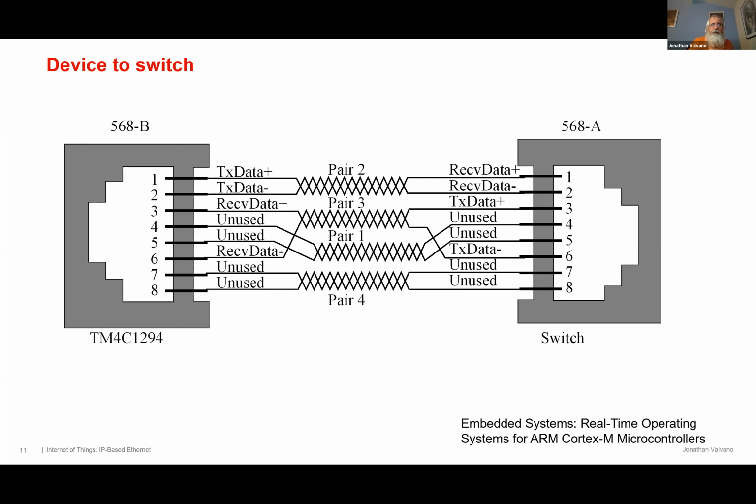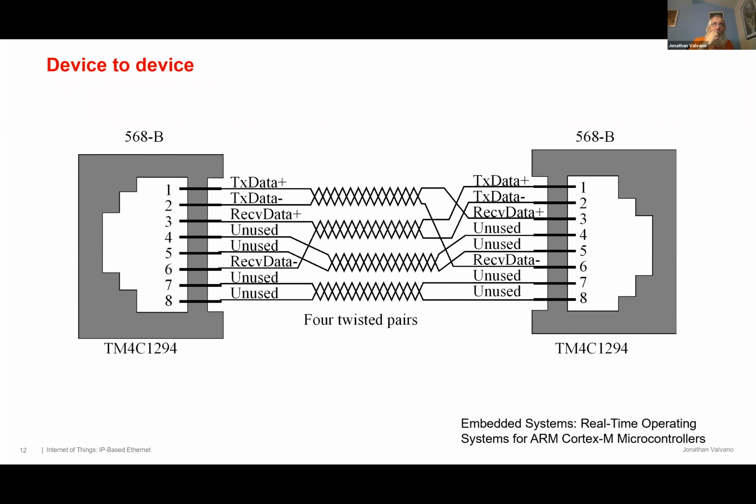works for a device. If you wanted to connect 2 physical devices together, then you could cross the transmits to the receives and the receives to the transmits.